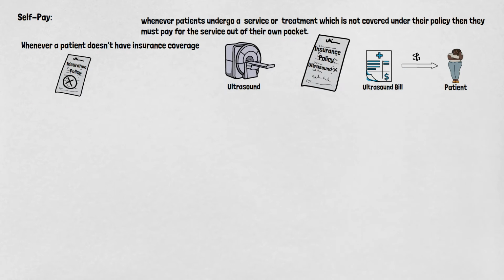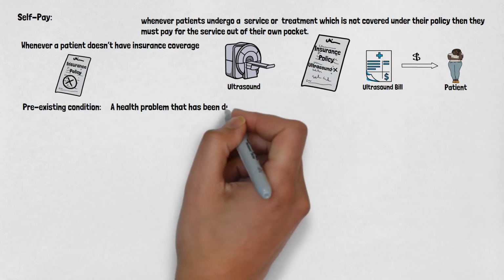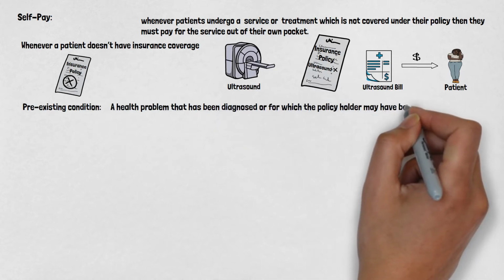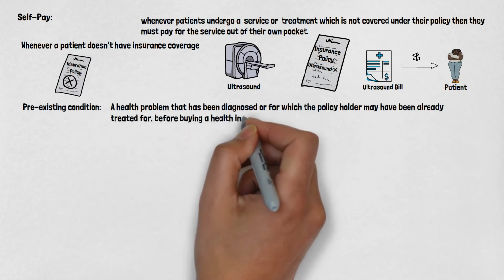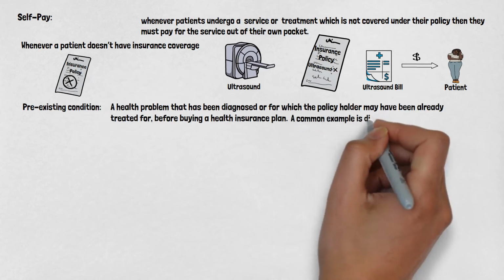Now the next one is pre-existing condition. A health problem that has been diagnosed or for which the policyholder may have already been treated before buying a health insurance policy. A very common example is diabetes.